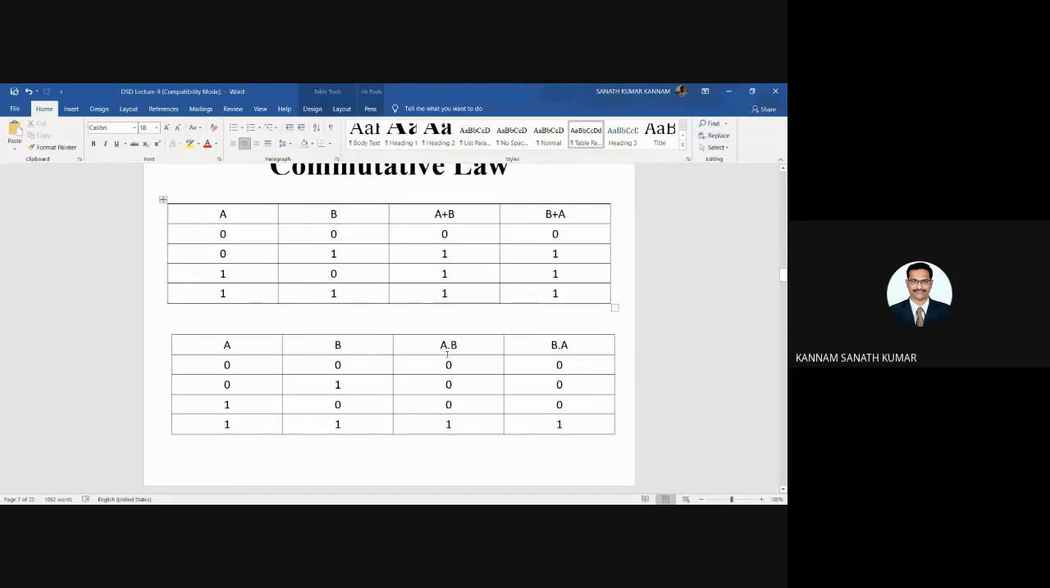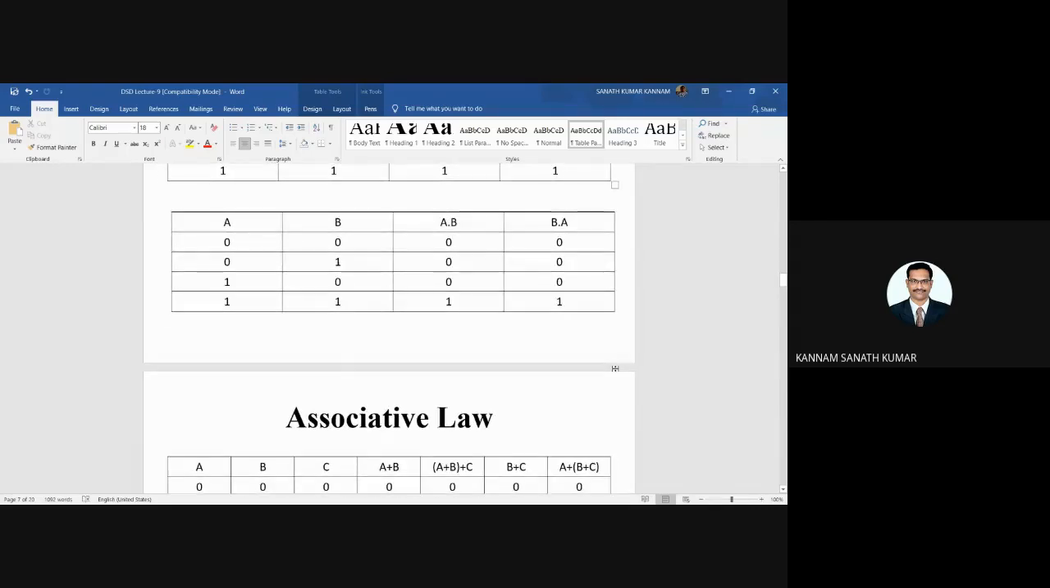Similarly, for the AND operation, there are the two inputs. So here you are calculating AB. When any of the inputs is 0, you are getting the output as 0. Two inputs are 1, you are getting the output as 1. Similarly, BA: when any input is 0, you are getting the output as 0, and both inputs are 1, you are getting the output as 1. So if you observe the outputs of AB and BA, both are the same.